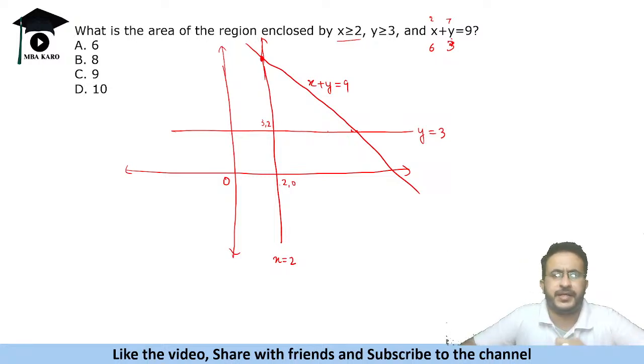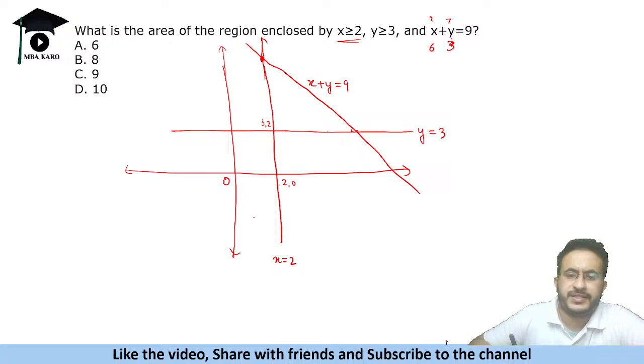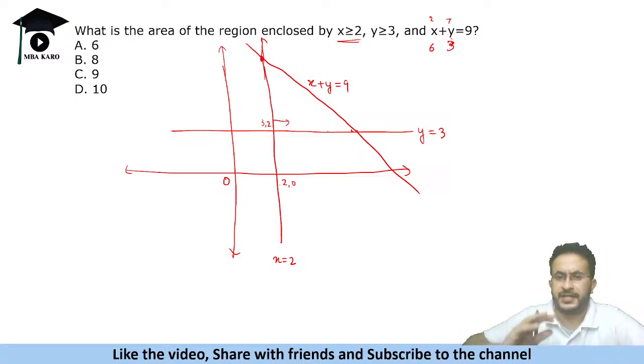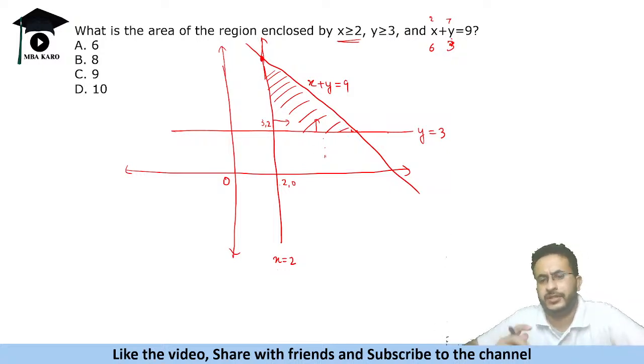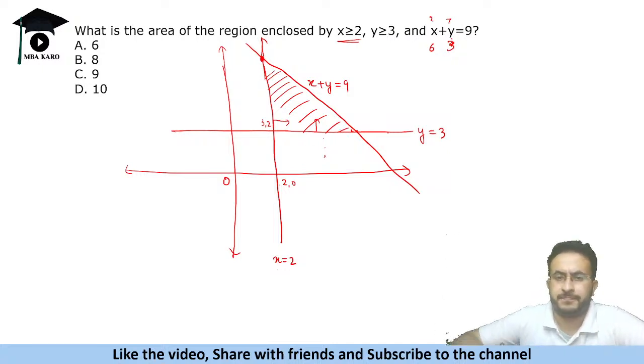Now understand why we took x greater than or equal to 2. Because this is x equal to 2, and greater than means a higher value than this. x should be greater than 2. Similarly, y greater than or equal to 3 means this is y equal to 3, and any value above will be greater than or equal to y equal to 3. Otherwise, this portion would have been counted. So we will count the area of this triangle. We need to find the area of this triangle.